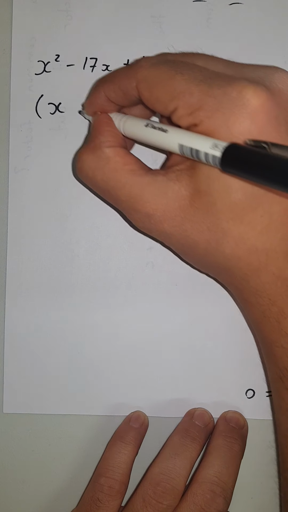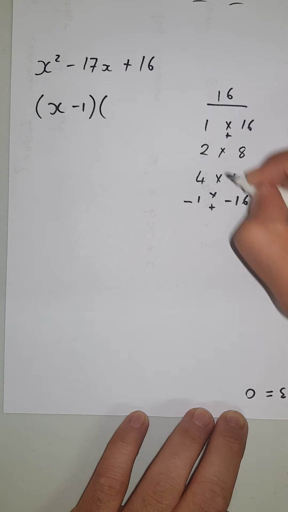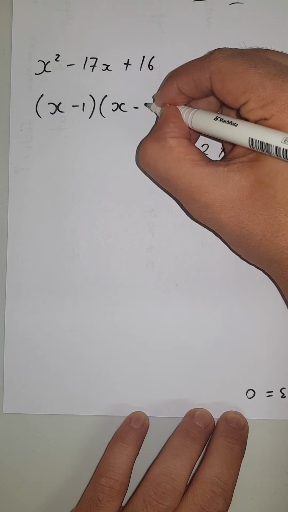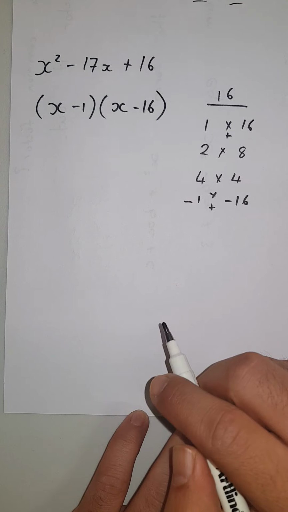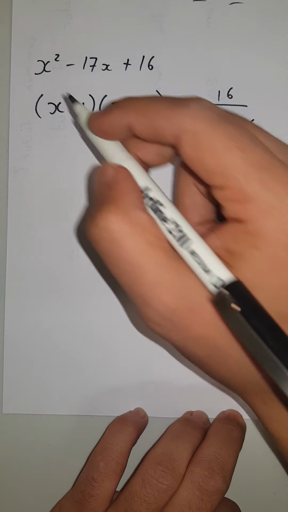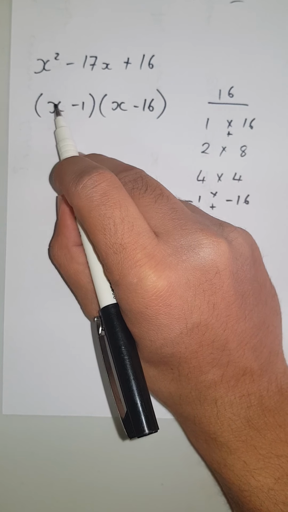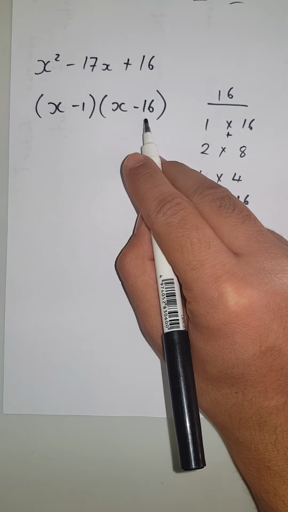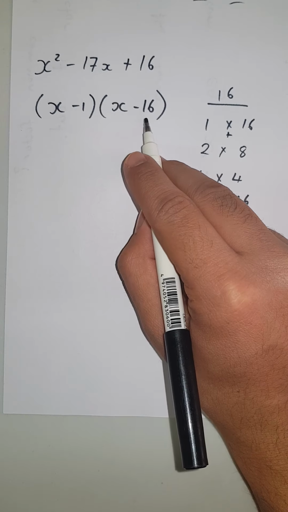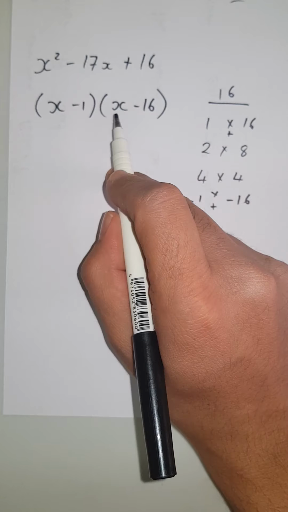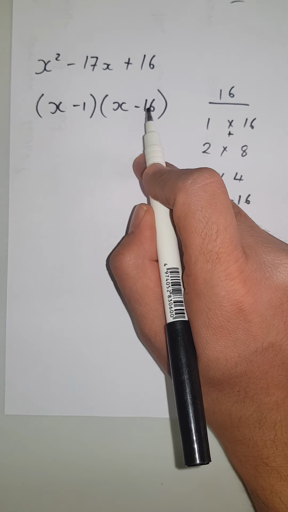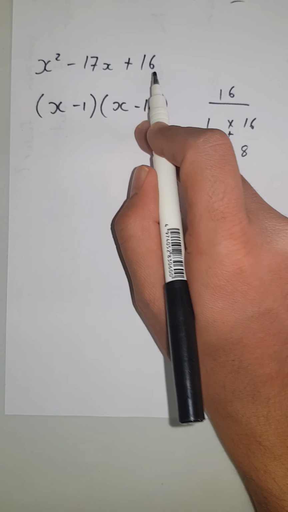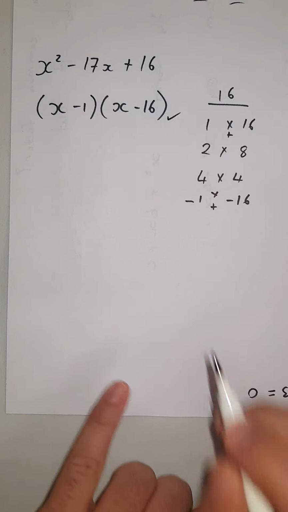X minus 1, x minus 16. Let's double check that using FOIL. First, x times x is x squared. Outer is x times minus 16 is minus 16x, minus 1x, that's minus 17x, and minus 1 multiplied by minus 16 is positive 16. That is correct.